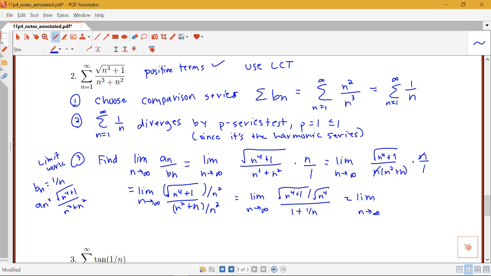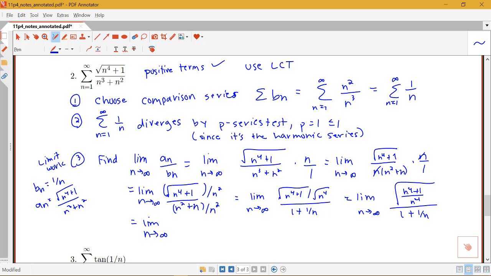Well, when I have the square root of something over the square root of something else, that could become the square root of that whole quotient. So I've got the square root of n to the fourth plus 1 over n to the fourth. Having that n to the fourth under the square root allows me to bring n to the fourth under the whole root. Okay, and this is all over 1 plus 1 over n. Notice that these limits can sometimes involve a little bit of algebra.